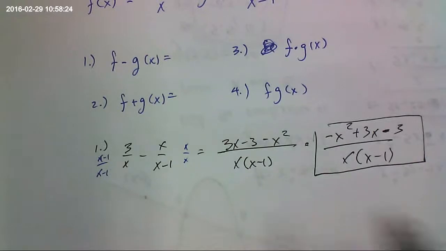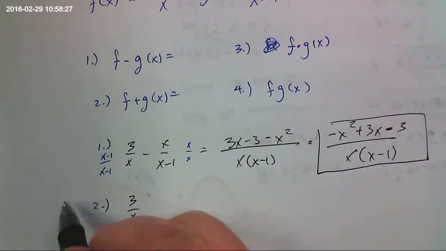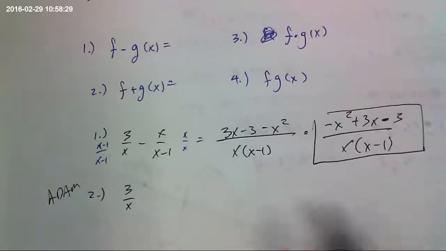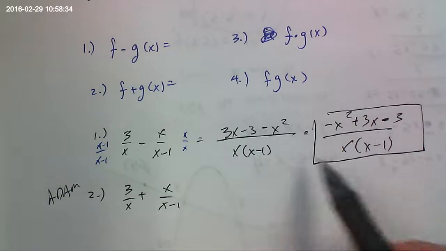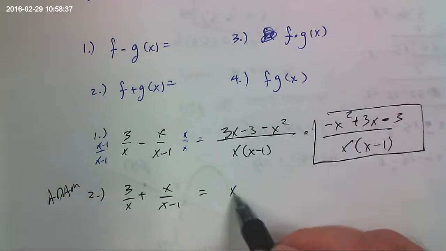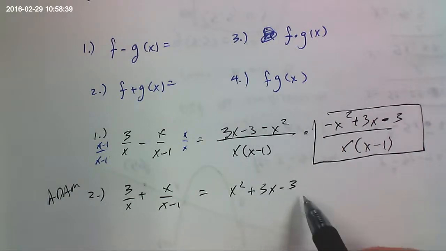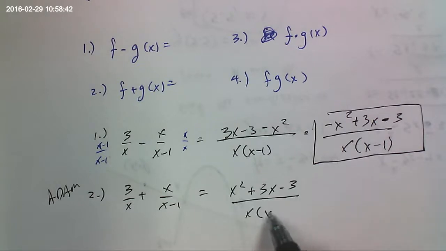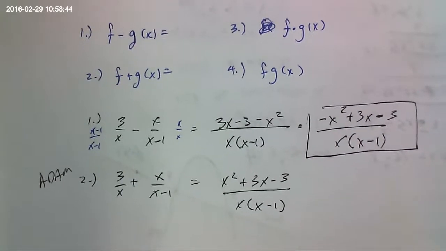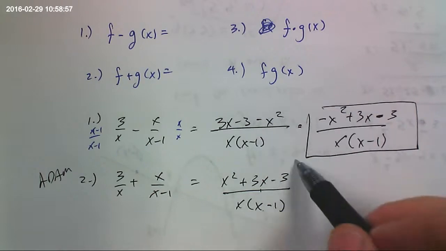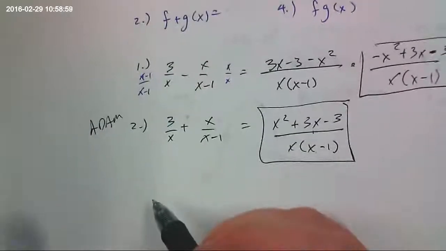Number 2 says I add them. Add them, not add them. Anyway, gotta add these up. It's the same exact thing, except it's going to be a positive x squared. And the same deal with the previous problem. I need to make sure that this is not factorable. If it was, I would look for a factor that's either x or x minus 1 so I could reduce. Can't be done, so done.